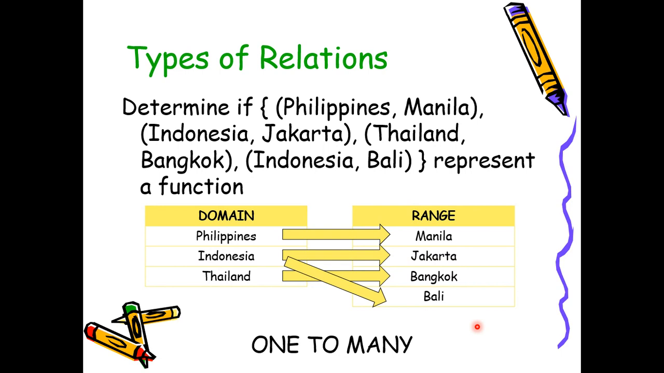Maliwanag po ba tong one-to-many? Okay, ulitin ko mga anak ha. Pag one-to-many, hindi siya function. Simply because dalawa yung sakop na range. Kailangan kasi anak laging isa lang. It doesn't matter kung ilan yung domain, basta kailangan exactly one lang yung correspondence nila sa range.